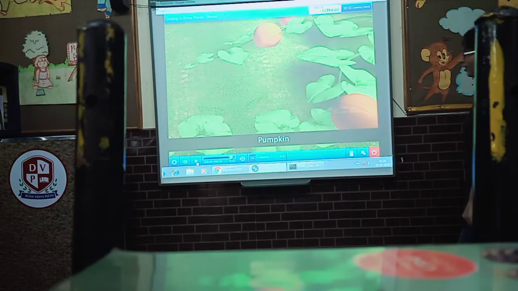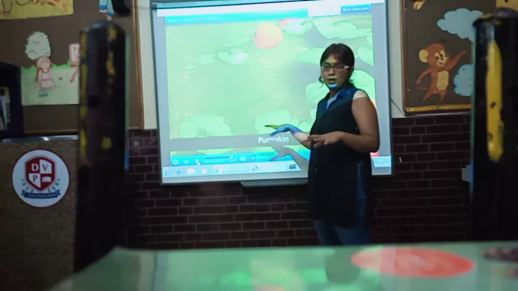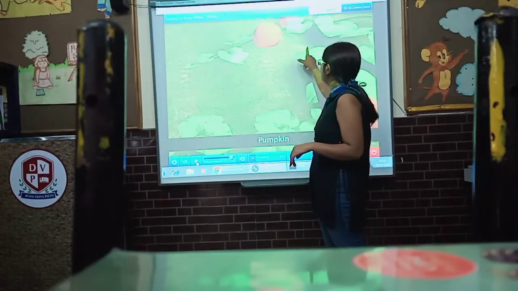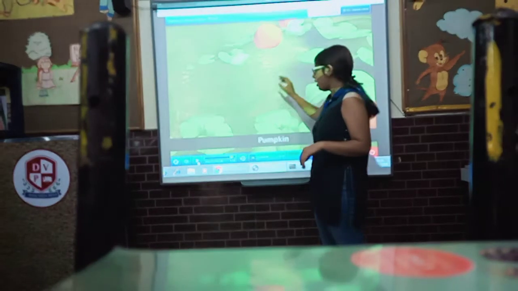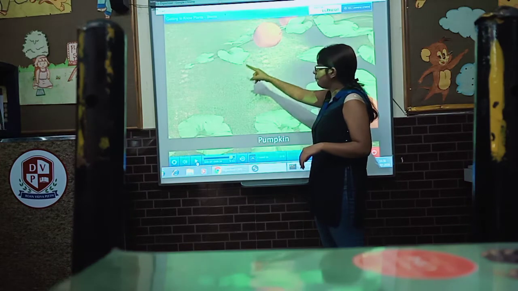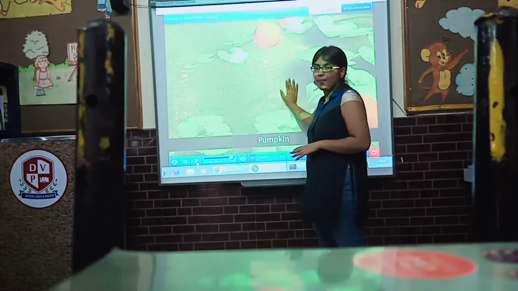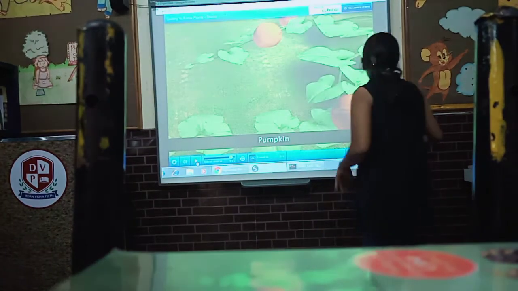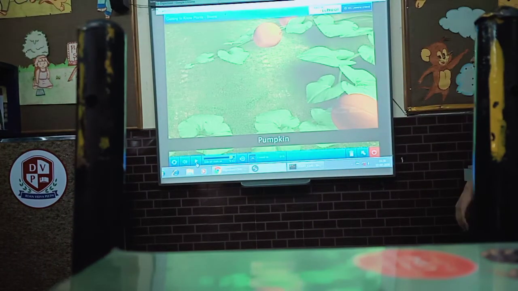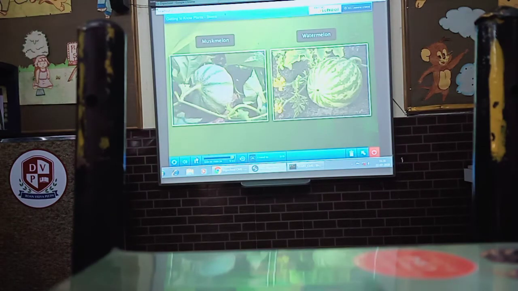See, I told you when we were reading the chapter that creepers lie on the ground. See, this is an example of creeper. आपको pumpkin का example दे रखा है किस तरह से pumpkin जो है ground पर फैला हुआ है, ठीक है? तो this one is an example of creeper. Muskmelon, watermelon are creepers too.